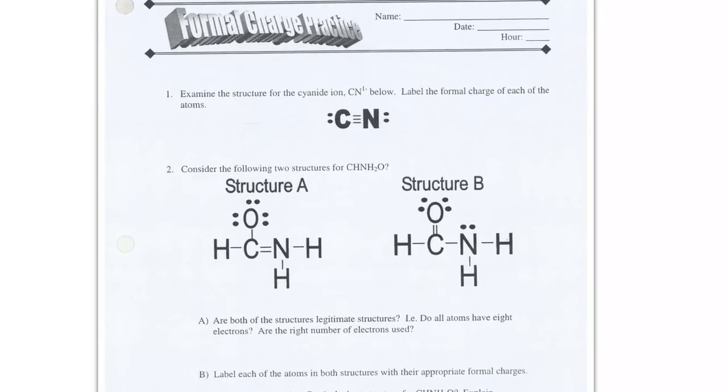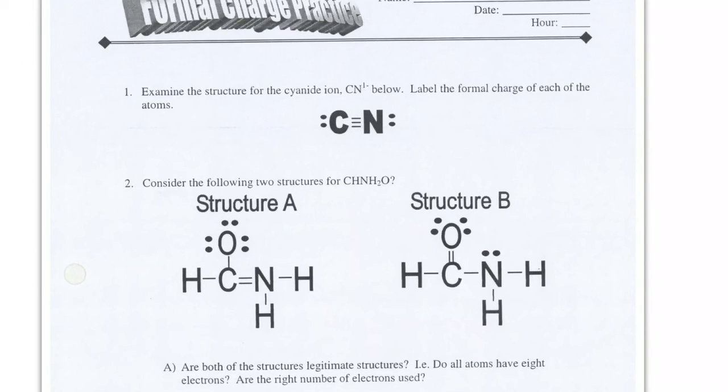Okay, and then number 1 says examine the structure for the cyanide ion CN-1 below. Label the formal charge for each of these atoms. So this carbon brought to the party 4 electrons, according to the periodic table, and it would leave with 5. So this is a -1. And this N brought 5 electrons and is leaving with 5. So that has a formal charge of 0. And overall, the charge of this, it said, was -1.